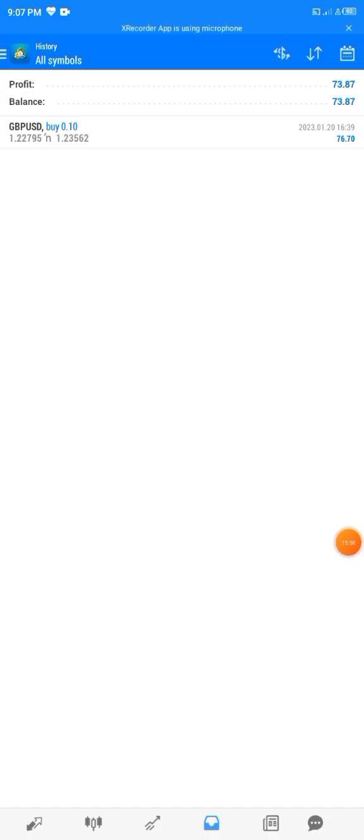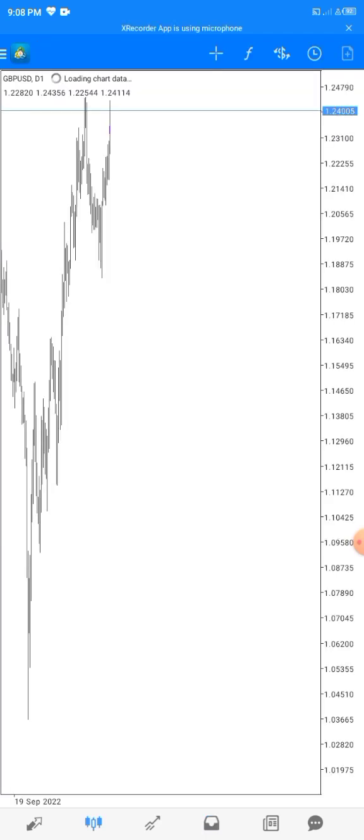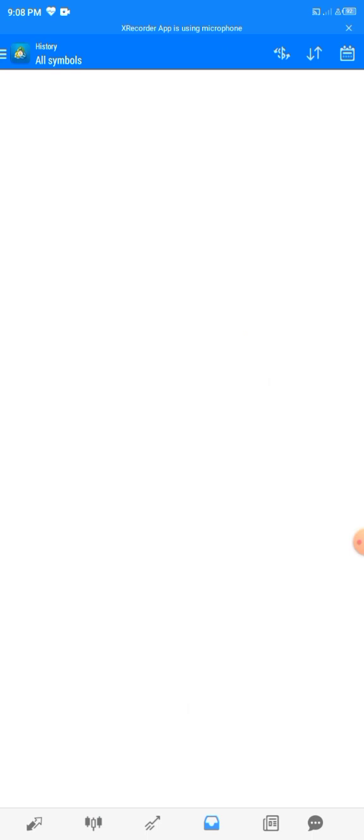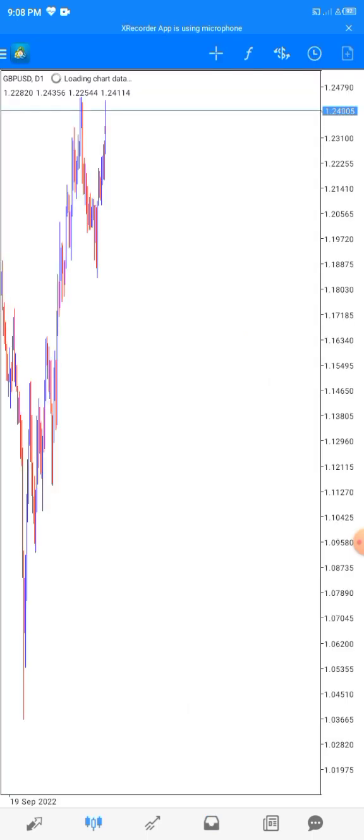Okay, right now I'm in my MetaTrader, and this was a trade I took recently. As you can see, this was a 700 pip movement, or about 70 pips. But what I'm trying to show is that you can see right here, it was a buy order. So how do I know I was supposed to buy? Let's come back to our GBP USD.